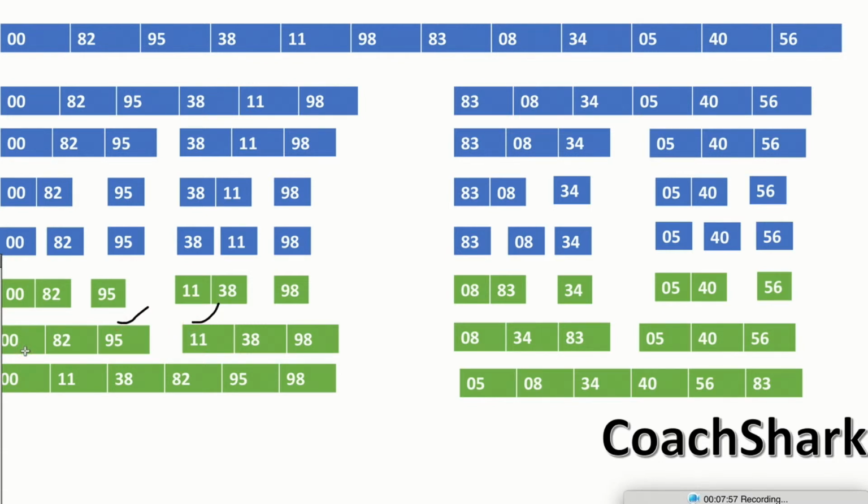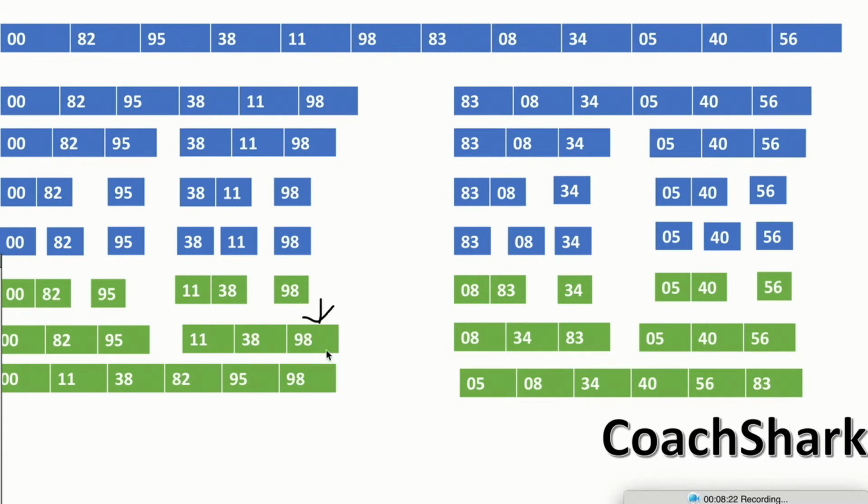So is 0, 0 less than 11? Yes. And now we move to there. Is 82 less than 11? No. So we put 11 here. Now we have 82 and 38. So which one is smaller? Obviously 38. So we put it here.